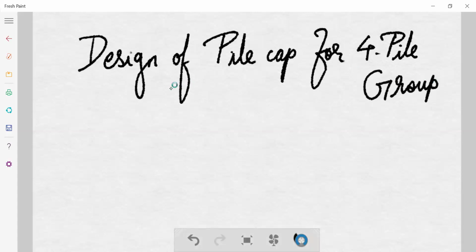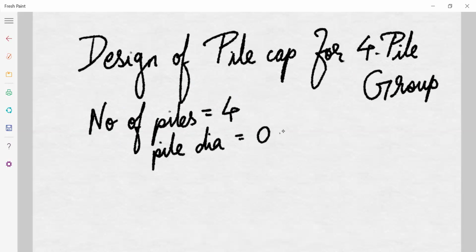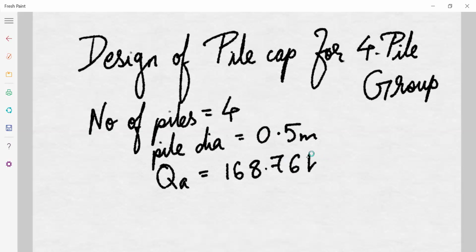So in this problem, the number of piles is given as 4. Pile diameter is given, this is 0.5 meter. Then the safe load on pile, the allowable load on a single pile, is given as 168.76 kilonewton.